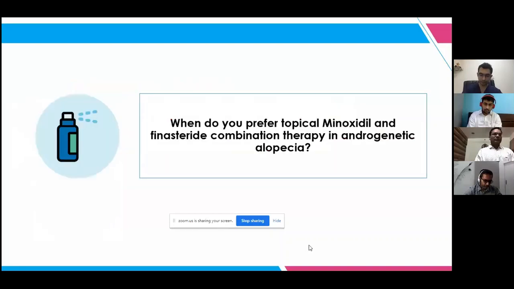When do you prefer topical finasteride combination therapy in androgenetic alopecia? I don't generally prescribe topical. I advise oral finasteride. And those patients who are worried about the side effects of finasteride, they want to go for a topical preparation. Now the majority of the patients have knowledge about topical finasteride. So I advise them to go for a topical finasteride combination if they insist. Otherwise, I would put them on oral finasteride only.